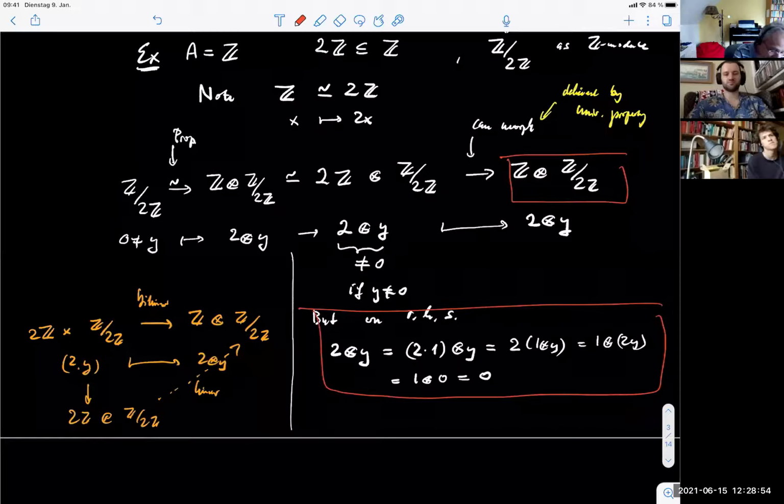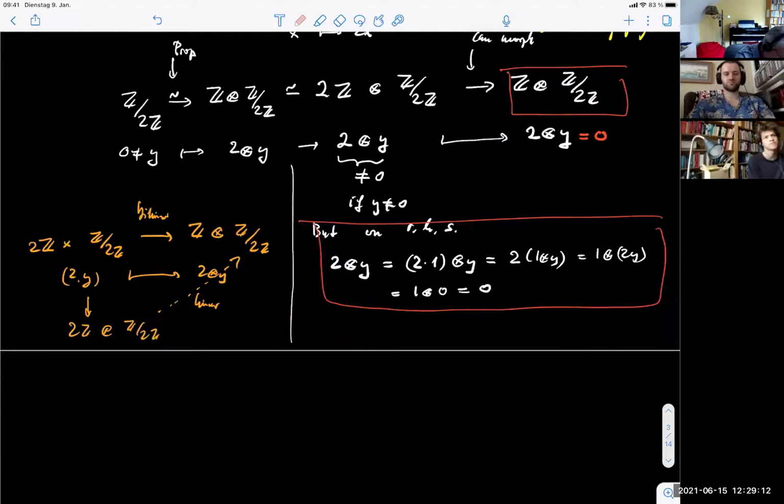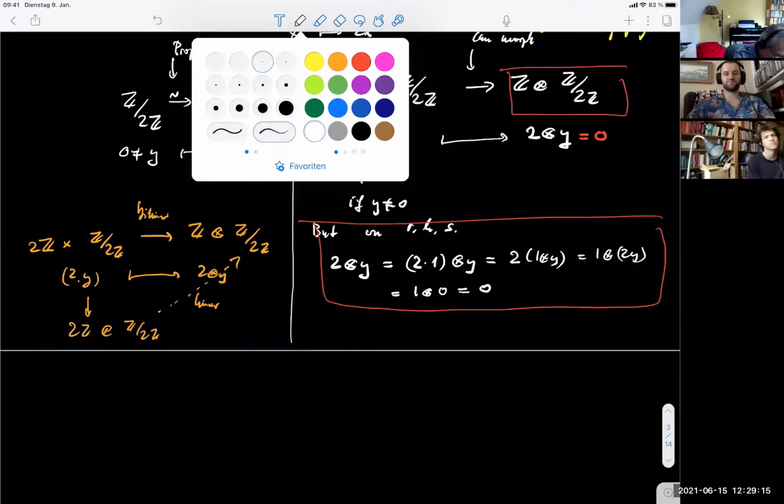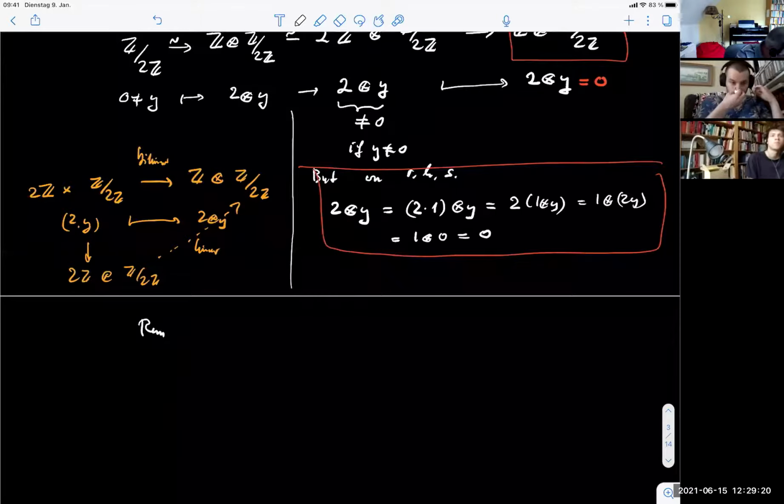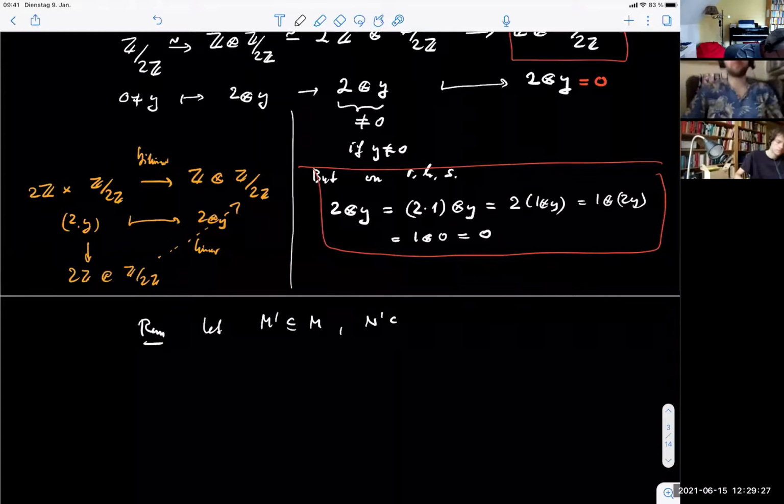So what I showed, that this is 0. You can't do anything about that. It's like that. Okay? And what we observed here, maybe I can say it a little bit more generally. So the following can happen. Maybe let's put it as a remark. Let's assume I have submodules M' of M, N' of N, be A-submodules.